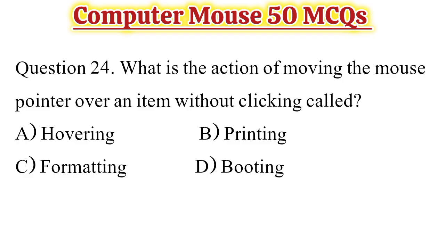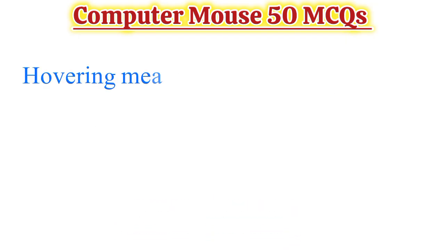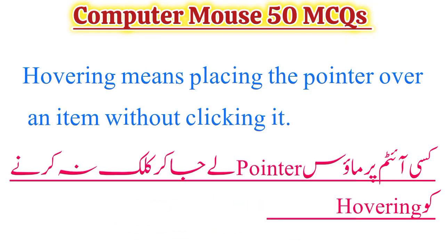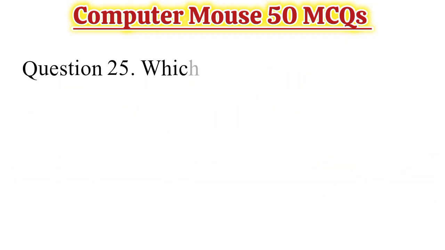24. What is the action of moving the mouse pointer over an item without clicking called? A. Hovering. B. Printing. C. Formatting. D. Booting. Answer: A. Hovering. Hovering means placing the pointer over an item without clicking it.